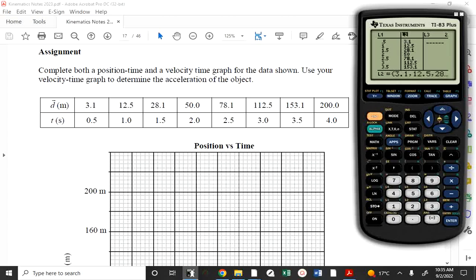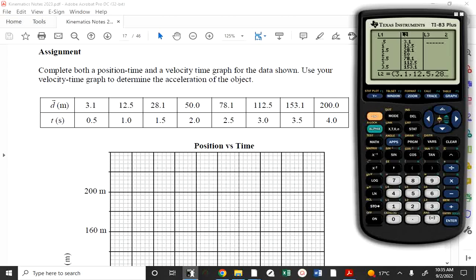Good. So listen carefully. We want to do a regression to find the equation that describes this data, but before we do a regression, we have to know what it looks like. Because if it's a straight line, we're going to do a linear regression. If it's not a straight line, we have to do a different regression.